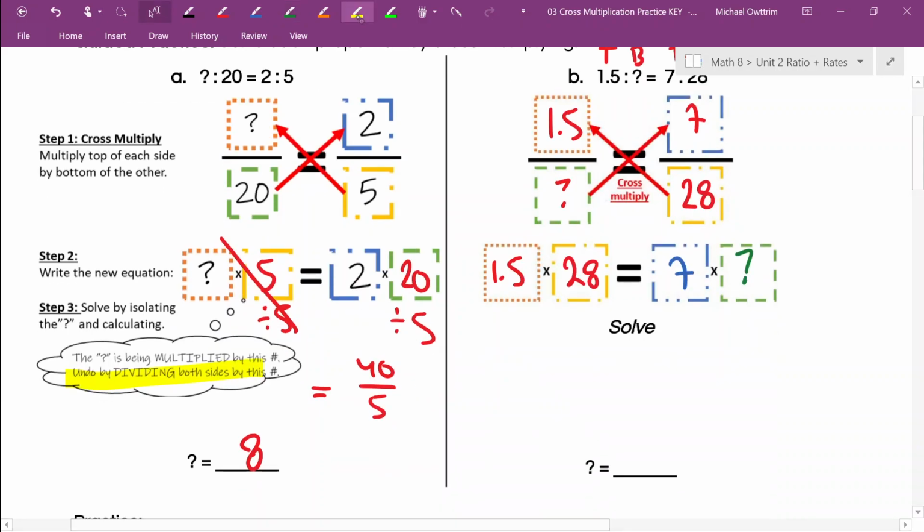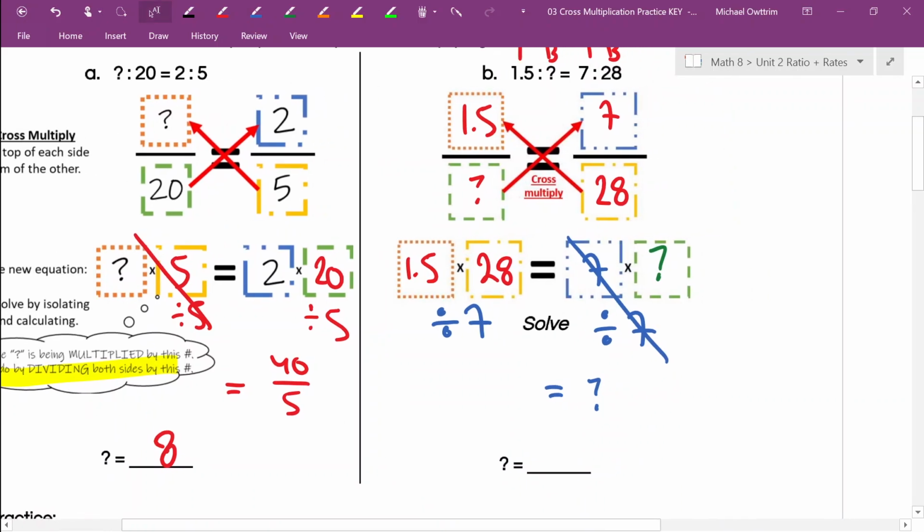Now I want to solve. My question mark is over here. It is being multiplied by 7. So to undo that multiplying by 7, I need to divide that side by 7. What I do to one side of an equation, I must do to the other side as well. Times 7 and divide by 7 cancel out on that side, leaving me with just question mark. On the other side, I have a calculation to do.